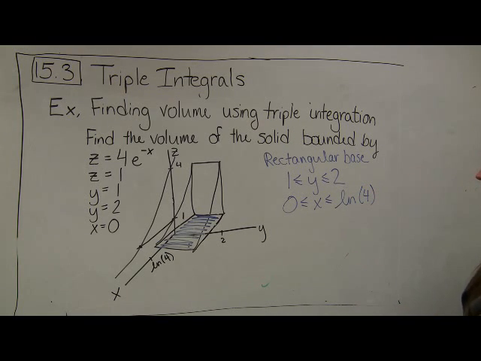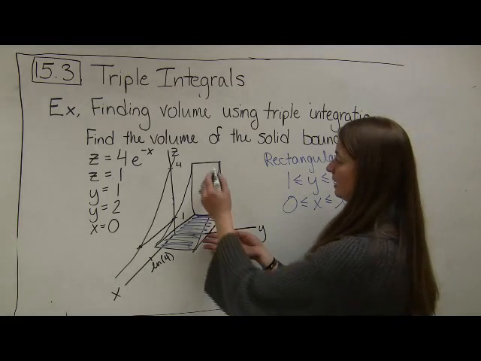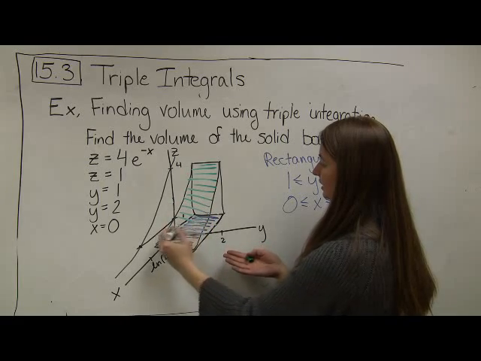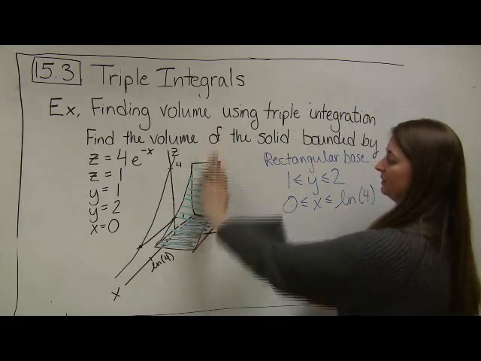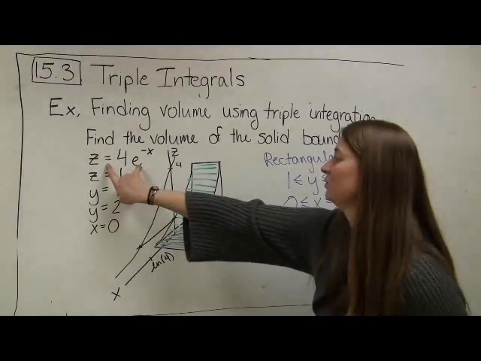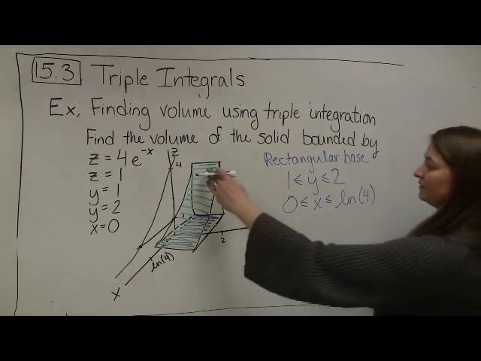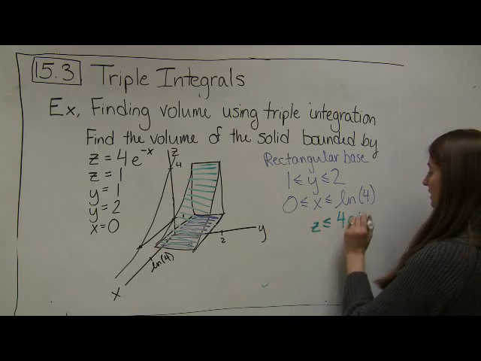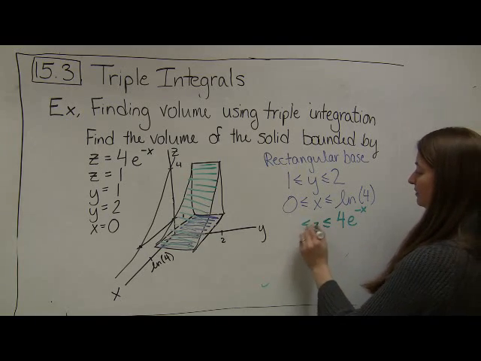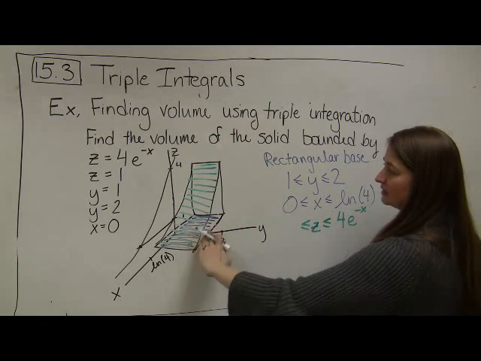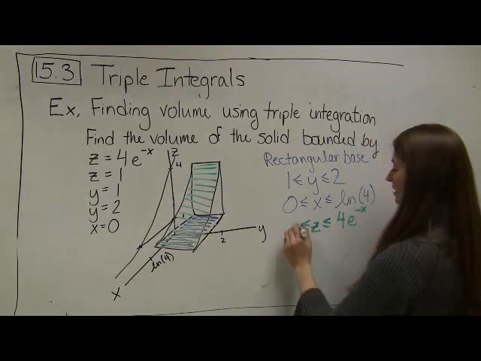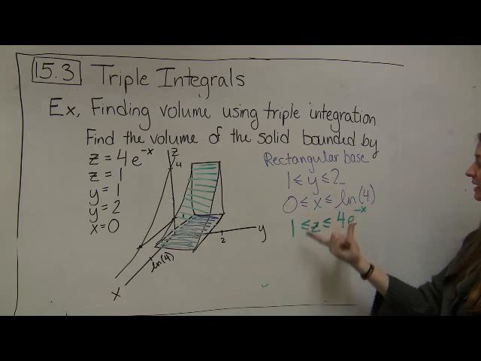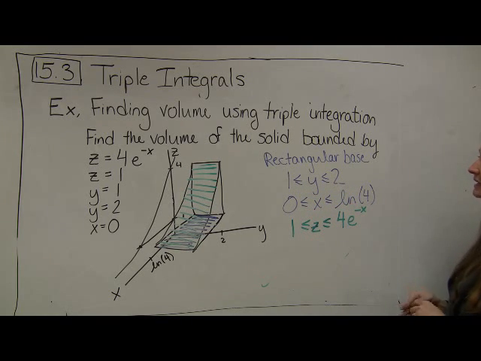Now we need to know the bounds on our height, or what's the top of this. The top is this curvy green skateboarding ramp, and that equation is what we've already been given. So the top of our skateboard ramp is where z is equal to 4 times e to the negative x. And the bottom of our skateboard ramp is the base, where z equals 1. So now we have all of our bounds, in y, in x, and in z, and now we just need to set up some integration.